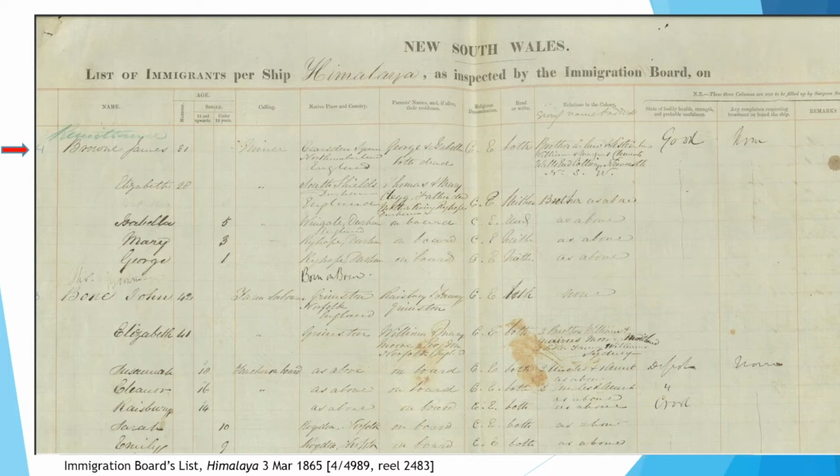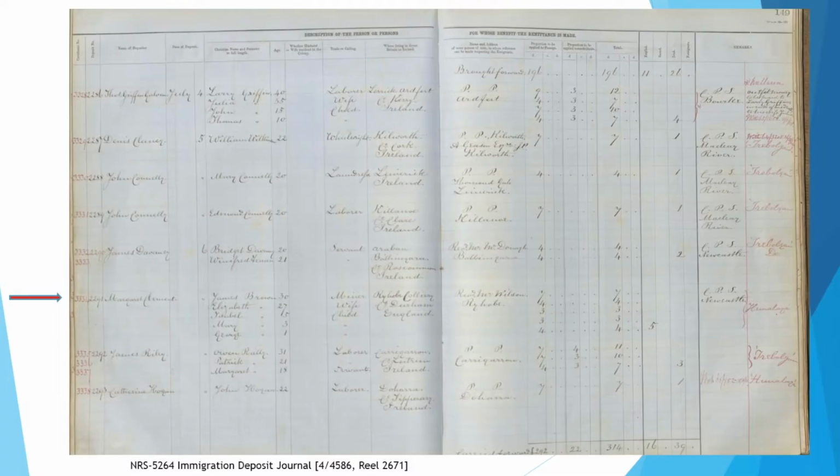You might notice just above James's name in green writing is the word remittance. So this is a clue to have a look at the immigration deposit journals. I did check the index to the immigration deposit journals and I did locate an entry for James Brown. If you look at that, it seems that Mary Clement, his sister, has put down the deposit to sponsor James and his family's passage to New South Wales.